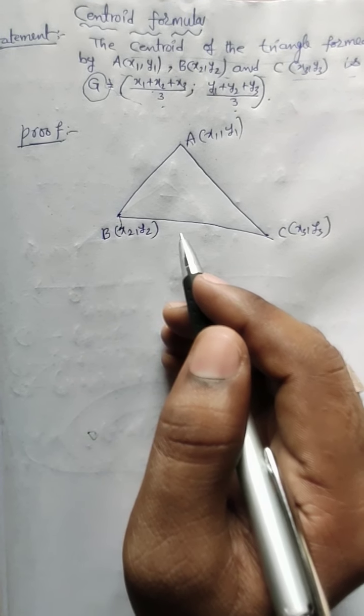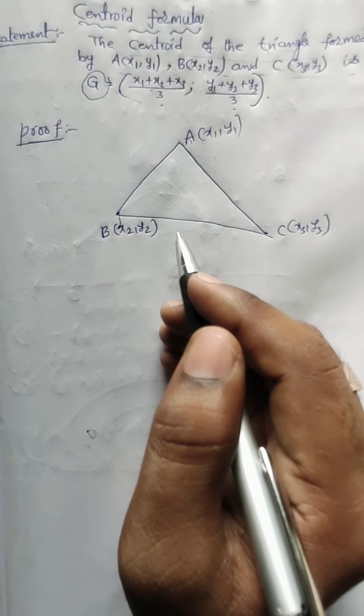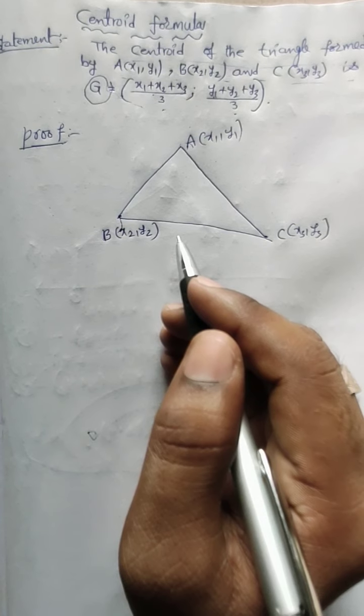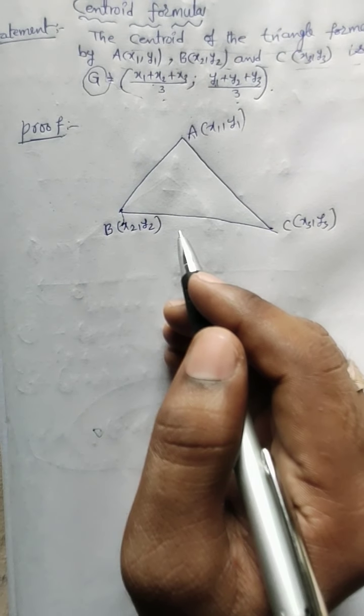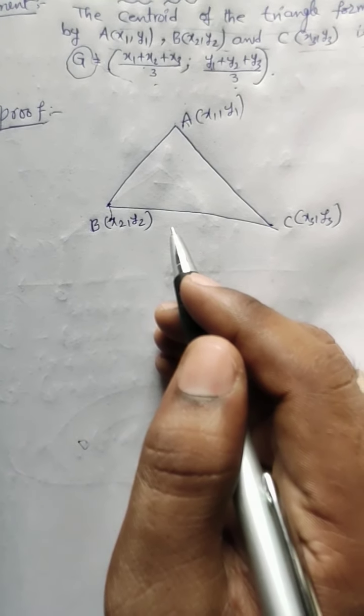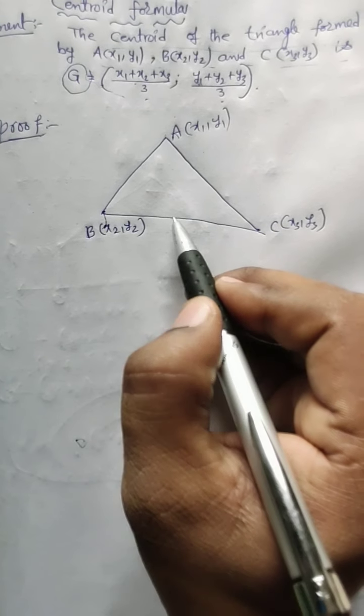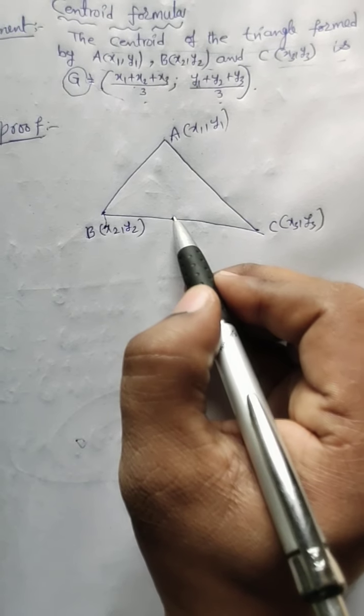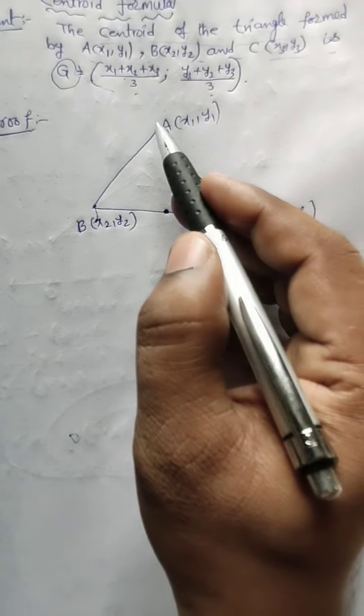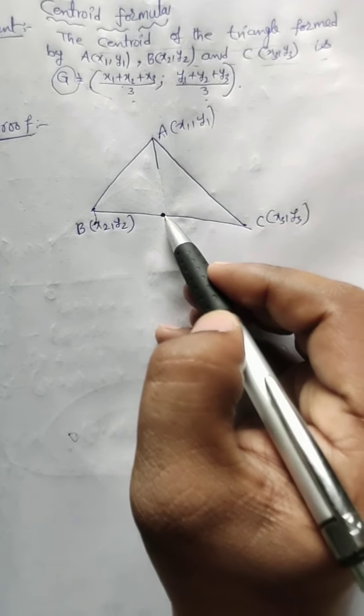How to find centroid? First of all, what is centroid? Centroid is nothing but the point of concurrency of the medians. So we have to draw medians first. Median, how to draw? You have to take the midpoint of the side and join it to the opposite vertex.